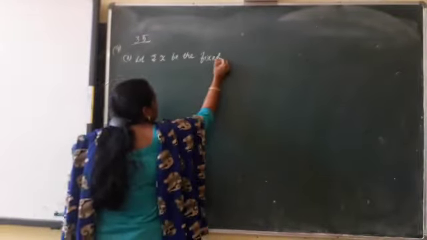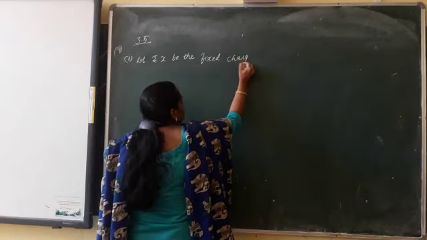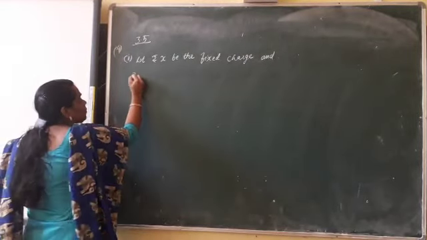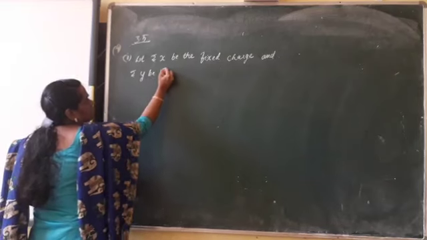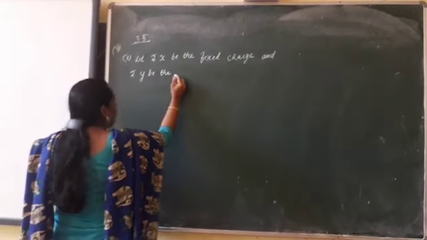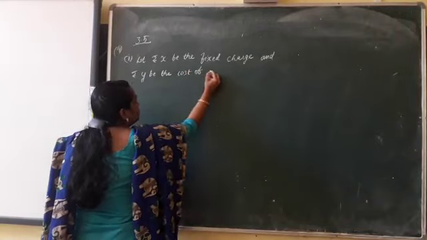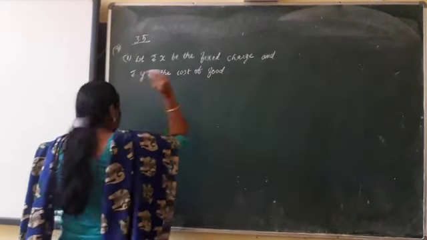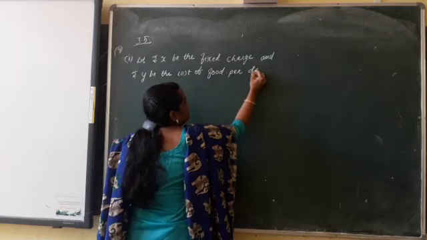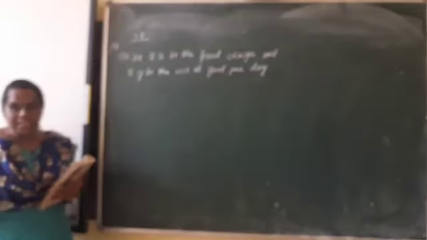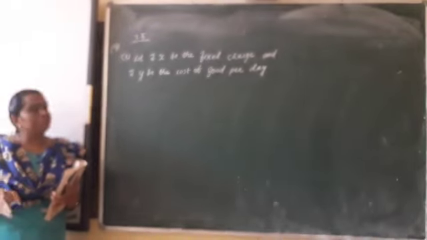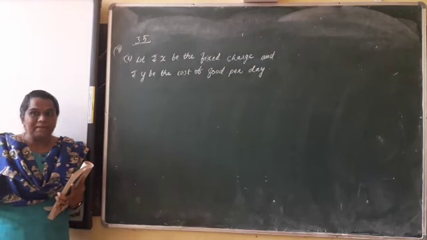That is the fixed charge. And the remaining charge per day for food, let rupees y be the charge or cost of food per day. Is it clear? Fixed charge rupees x, and we have to give additional charge for food. For each day of food we have to give an additional charge, per day.